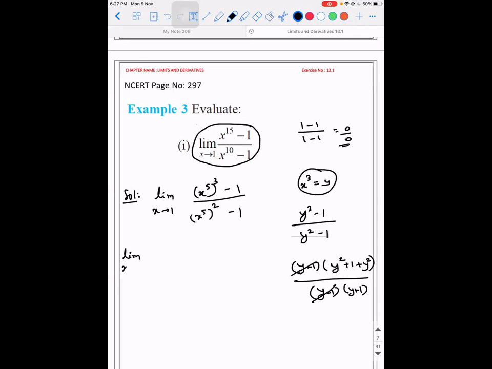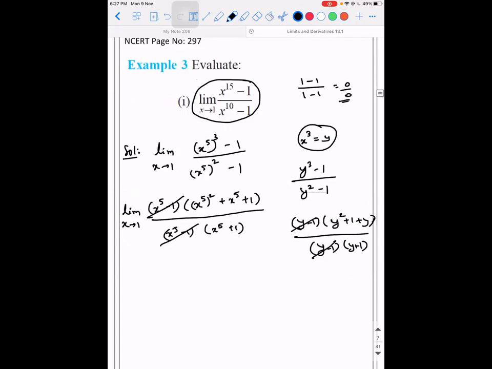So what I can write is limit x tends to 1. (x^5)^3 - 1 can be written as (x^5 - 1) into ((x^5)^2 + x^5 + 1), divided by (x^5 - 1) into (x^5 + 1). So x^5 - 1 gets cancelled. Now substitute 1 and see. You will have 1^2 + 1^5 + 1 divided by 1^5 + 1, which is nothing but 3 divided by 2.